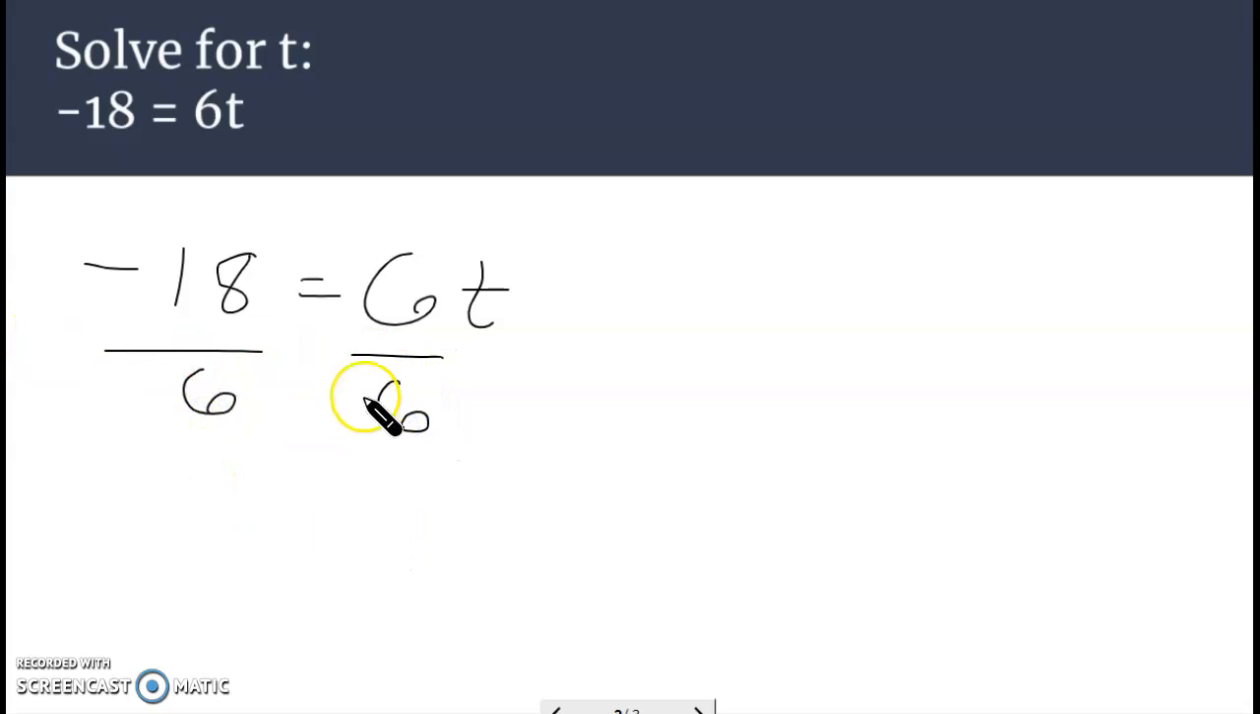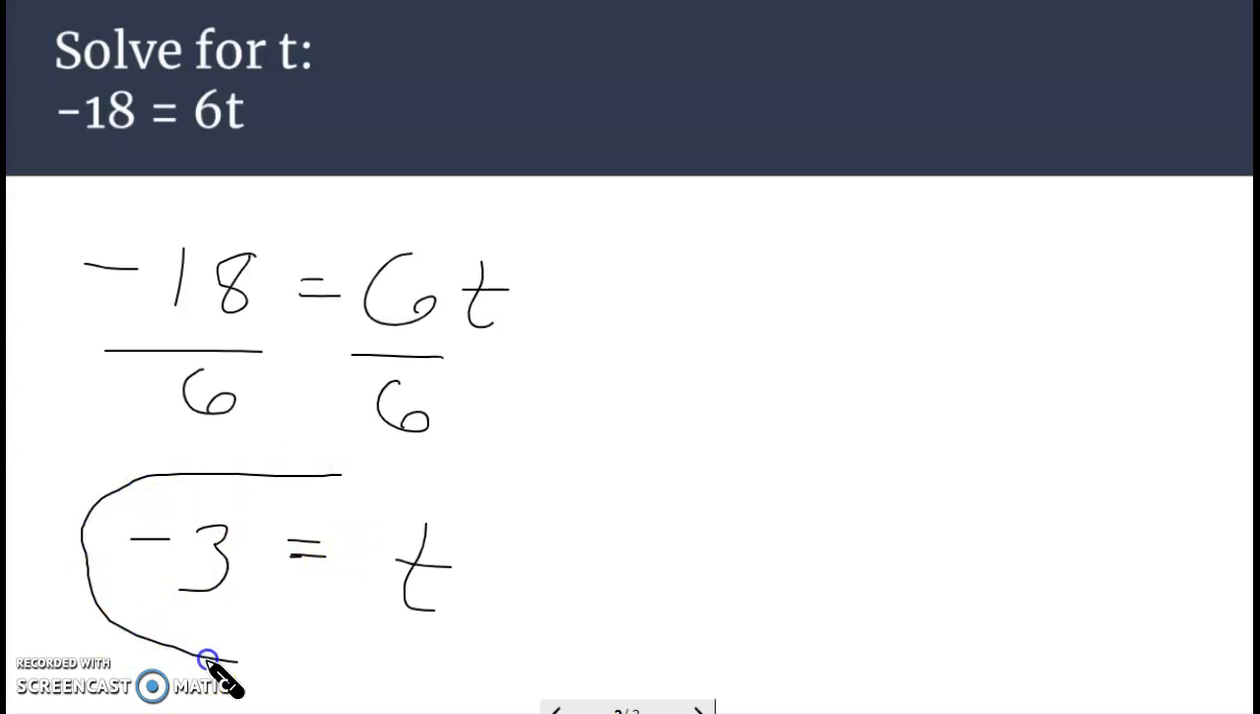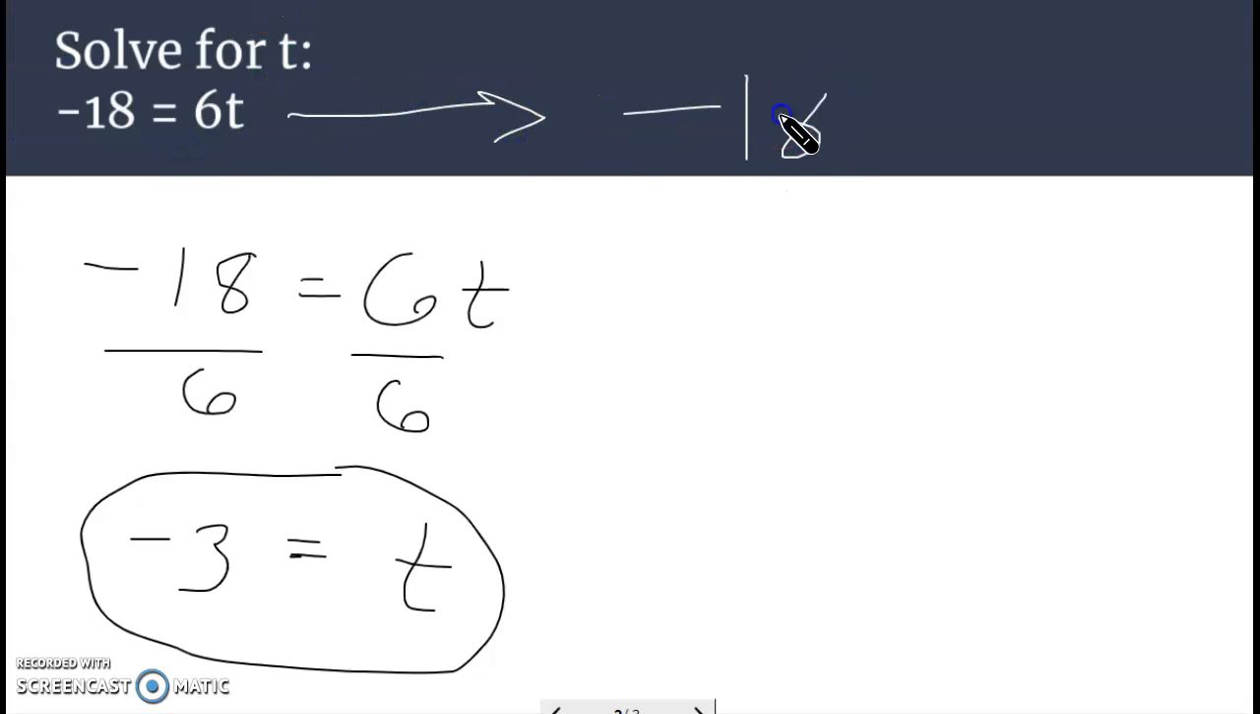And we need to do it on both sides because you need to keep an equation balanced. Whatever you do to one side of an equation, do to the other side. T is equal to negative 3. Remember, when the signs are different and you're dividing, your answer will be negative. We can always check up the top by substituting in the answer for the variable, and you will find here 6 times negative 3 does in fact equal negative 18.